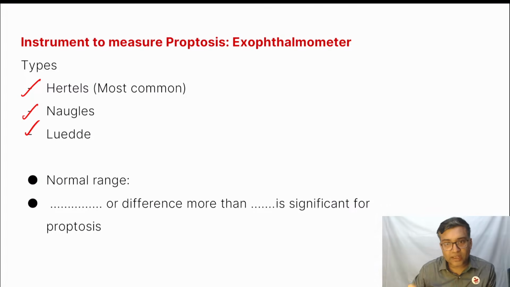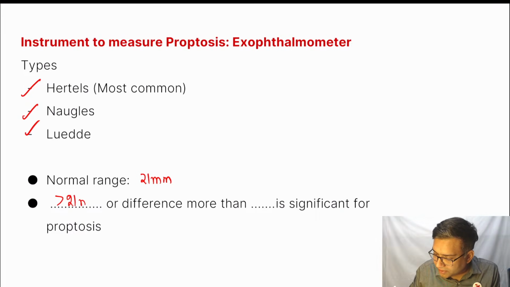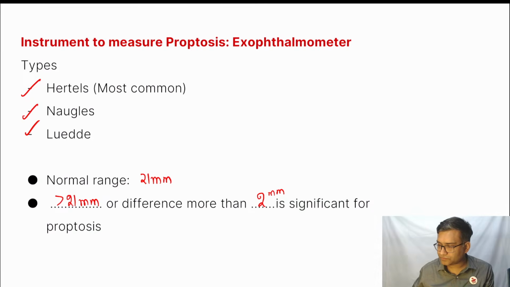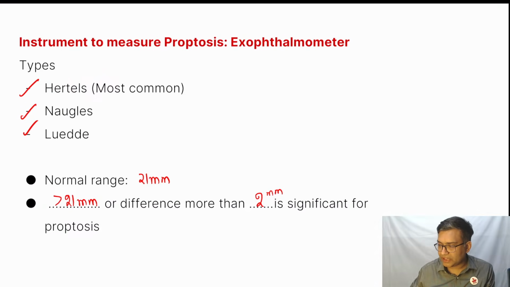Now, what is the normal range of Hertel's exophthalmometer? This was also a previous year question. The normal range is around 21 millimeter. If it is more than 21 millimeter, or if the difference between the two eyes is more than 2 millimeter, that signifies the patient might be having proptosis. Okay, let's move to the next question.